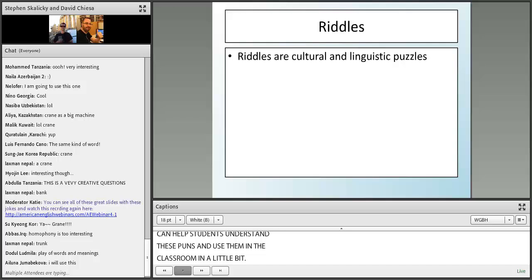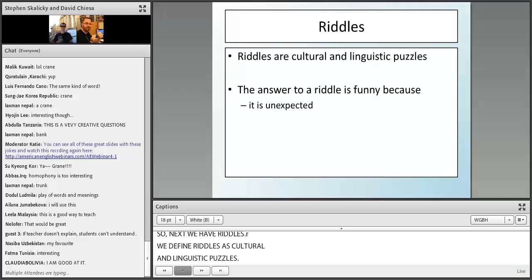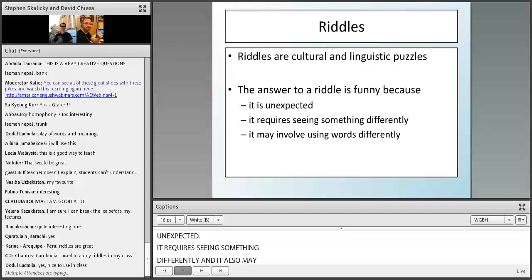We define riddles as cultural and linguistic puzzles. Typically the answer to a riddle is funny because it is usually unexpected. It requires seeing something differently, and it also may involve using words differently. So let's give some examples.